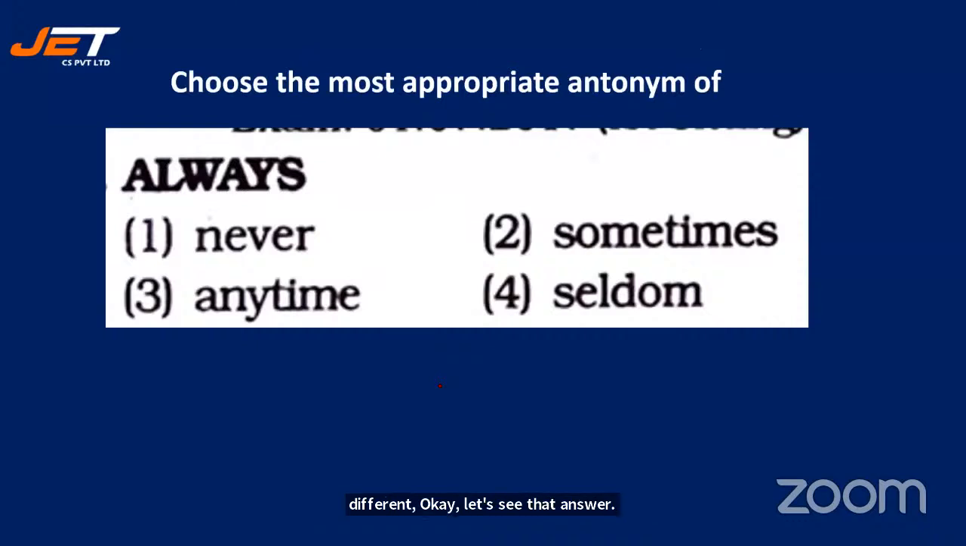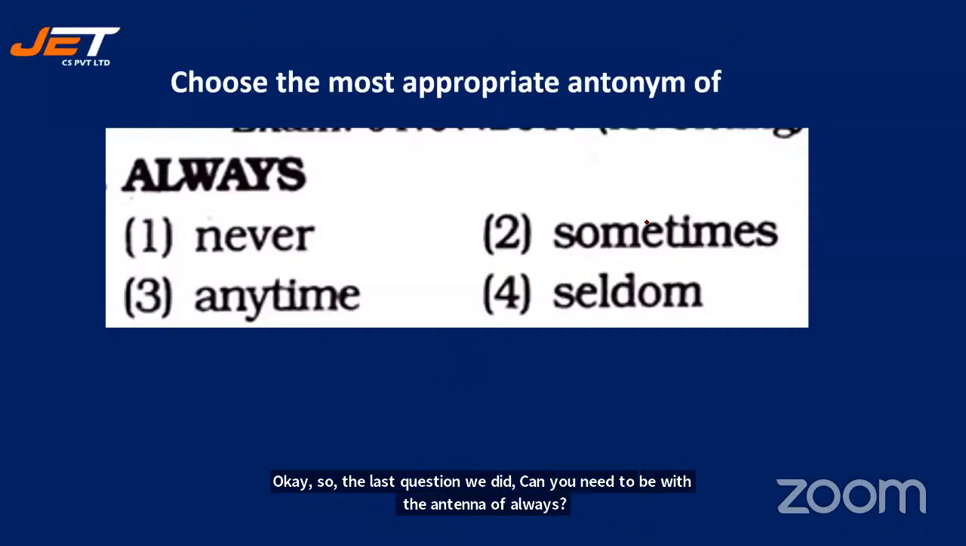Right. Now you have to choose the antonym. Okay. So antonym means opposites. Till the last question we did synonym. Now we are moving on to antonym. So you need to give me the antonym of always. Very simple. Less than 30 seconds is required.